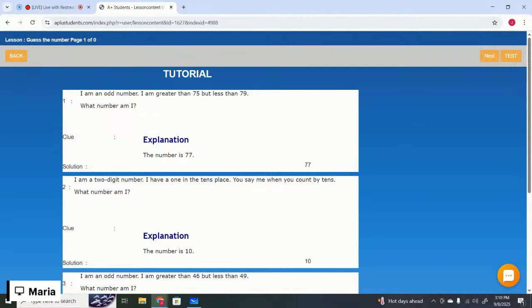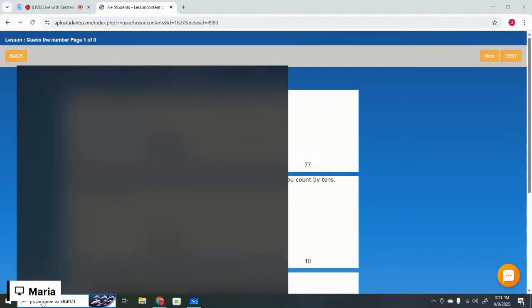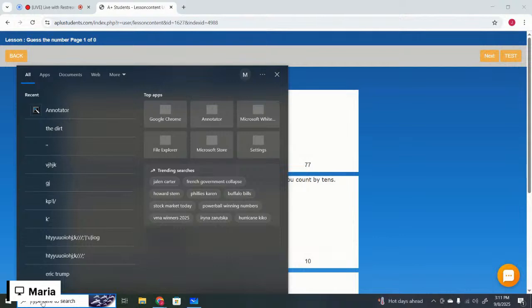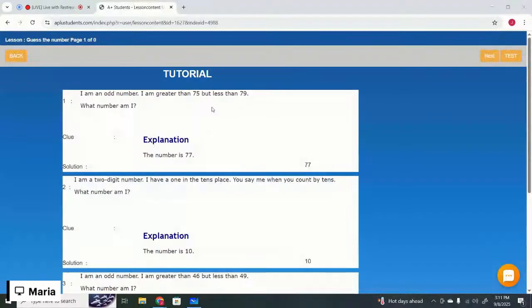I am an odd number. I'm greater than 75 but less than 79. So the number is odd and is between 75 and 79. So what number is it? First, you need to write down the numbers that are between 75 and 79. We have 76, 77, and 78, but the number is odd. So the odd number is 77.